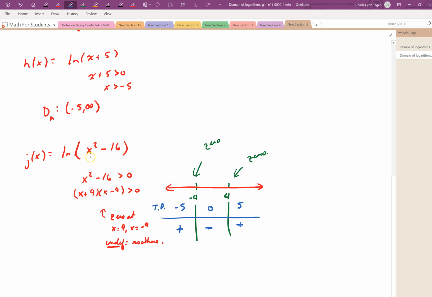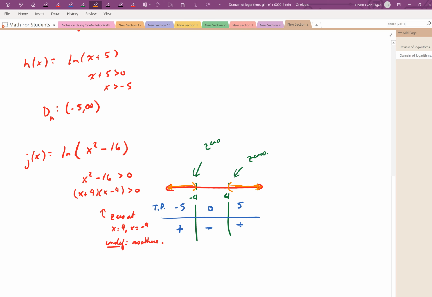So looking at the inequality, what did we want? We wanted this expression to be greater than 0. Well, we said that any value we pick in this segment, or any value that we pick in this segment, will return positive numbers. So what's our solution set here? Our solution set is this interval and this interval.